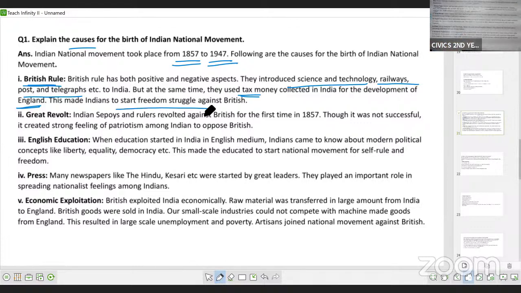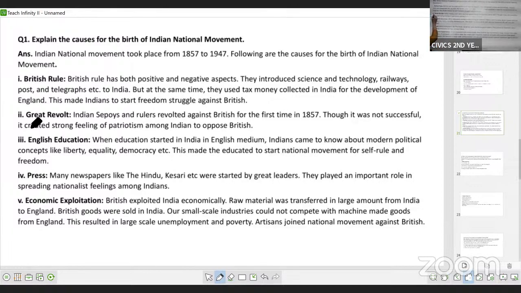As there was a drain of wealth, the Britishers were collecting taxes from us, and instead of developing India, they were using the tax money for the development of England. This resulted in the freedom struggle. First point. I hope I am clear with the first point. Just try to understand what the side heading is.